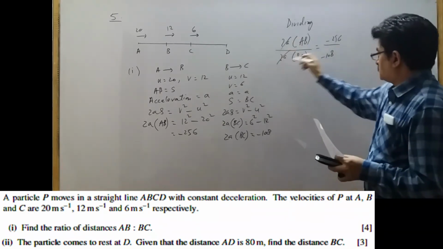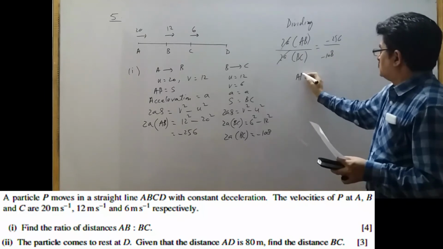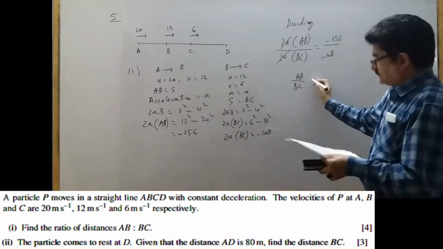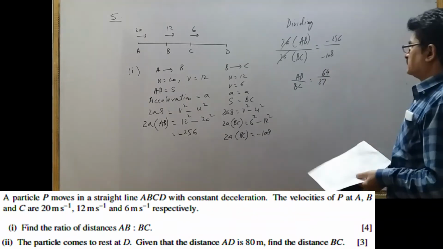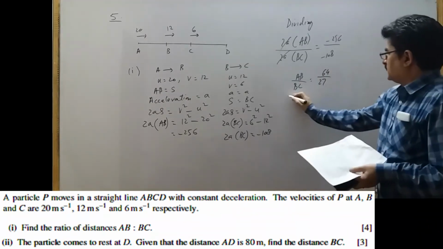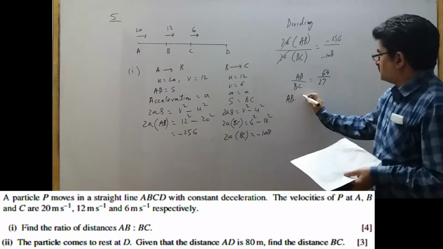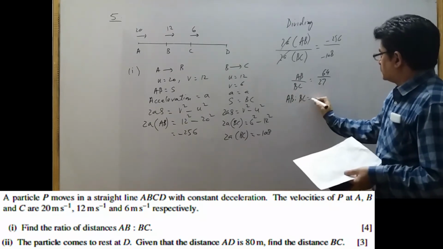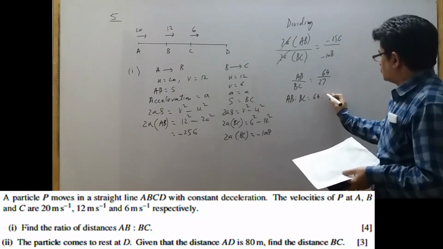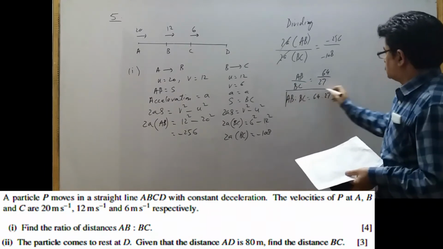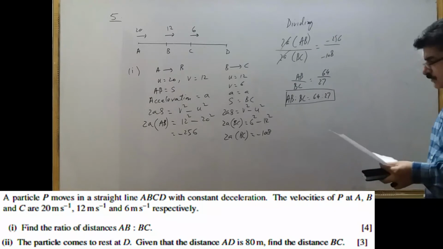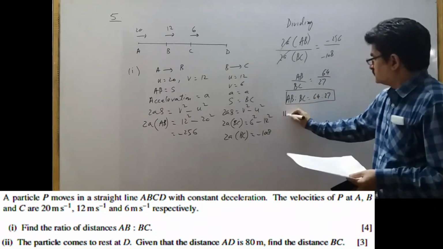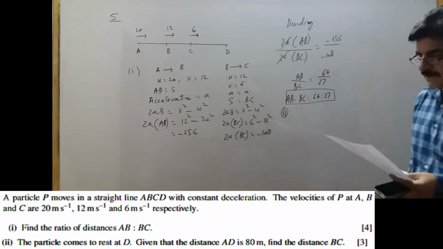Now this cancels out and you simplify it, you will get AB over BC is equal to 64 over 27. Now in ratio form, you can write it like this, 64 ratio 27. So this is the answer to the first part. Now we come to the second part, which is also the tricky part.